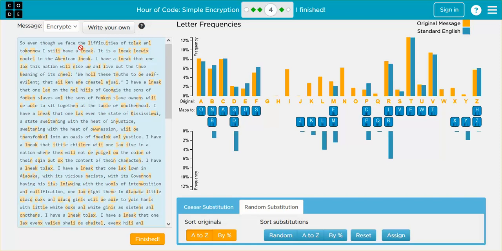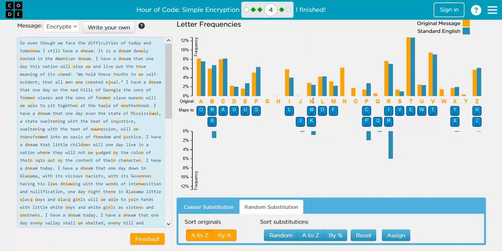So even though we face the blank, now here's where we can start to guess what might make sense as far as the words. I'm going over actually to this A and blank. So I think that's going to be the word and. So L must represent D. Oh, I can see we face the difficulties. So I is L. Difficulties of today. So X would be Y. Today and tomorrow. So K would become an M. I have those two N's, so that would work for R.